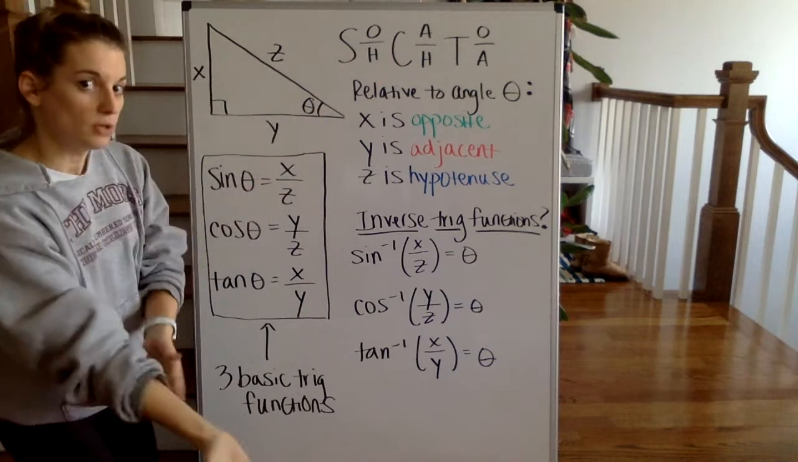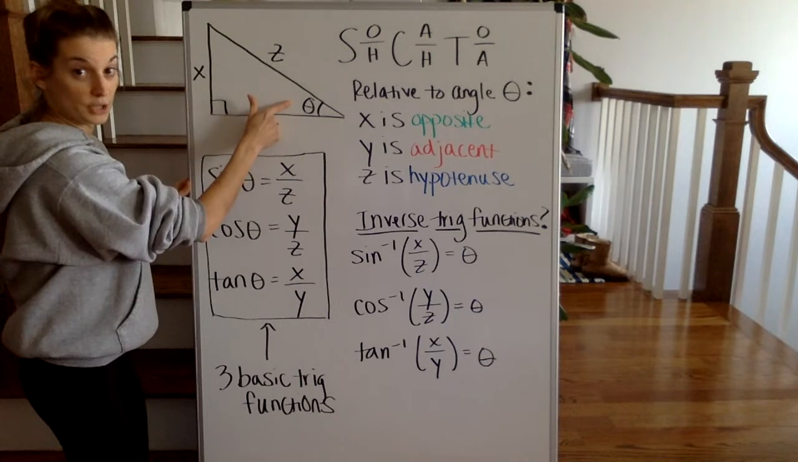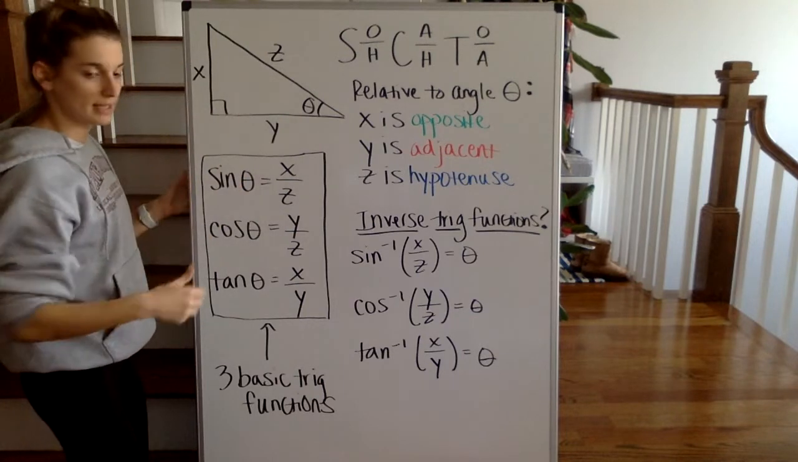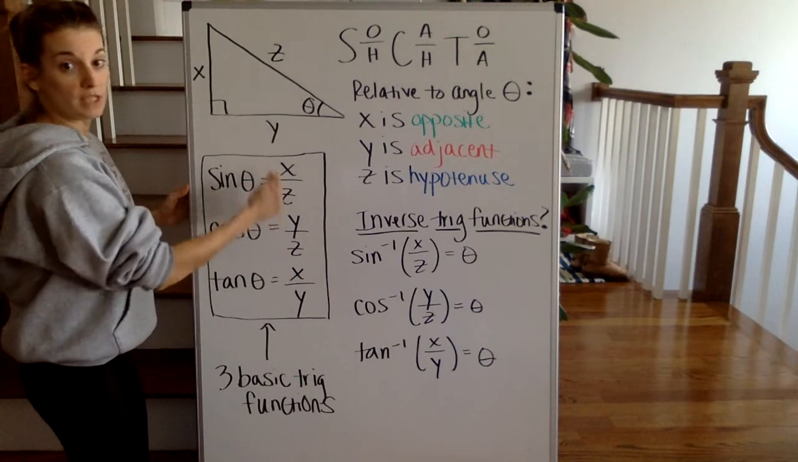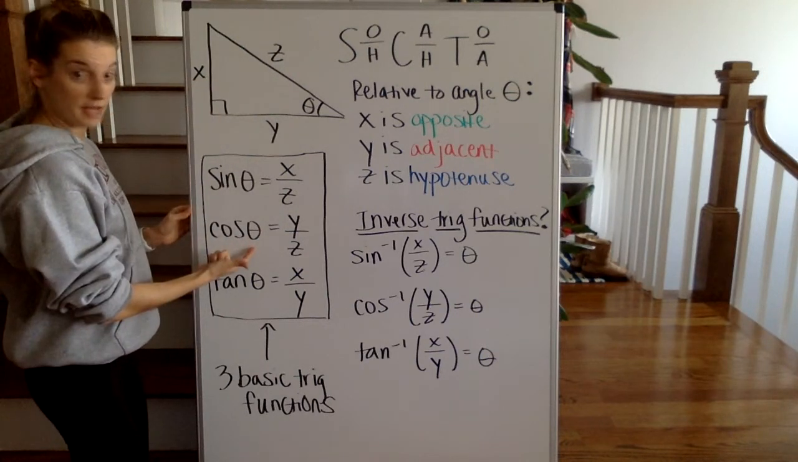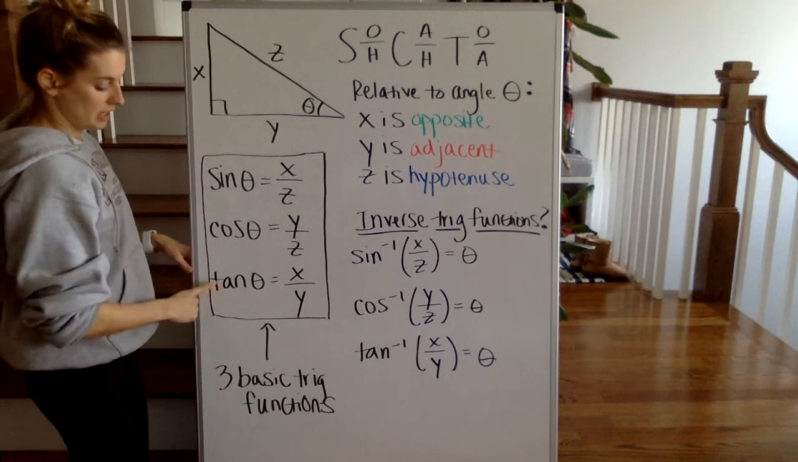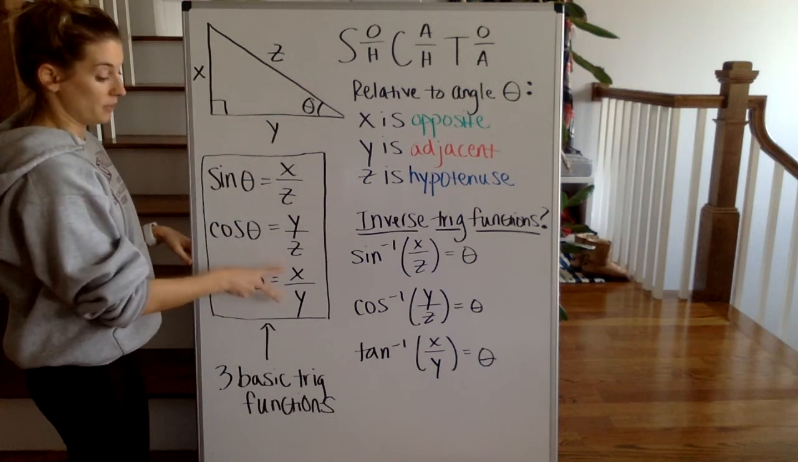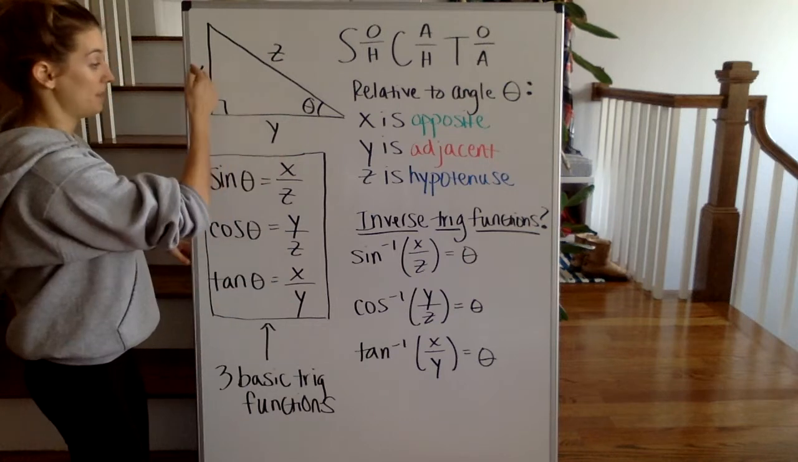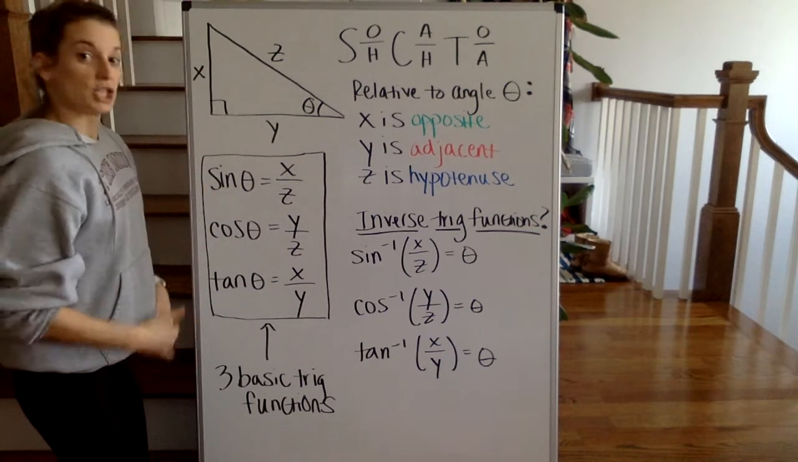Using SOHCAHTOA, using that acronym then, the sine of angle theta, some angle in degrees here, that is acute, that's less than 90, would be the ratio of these two sides, x over z. Cosine of that angle theta would be y over z, the ratio of adjacent over hypotenuse. And tangent of theta would be the ratio x over y. It would be opposite over adjacent, okay? So those are our three basic trig functions.